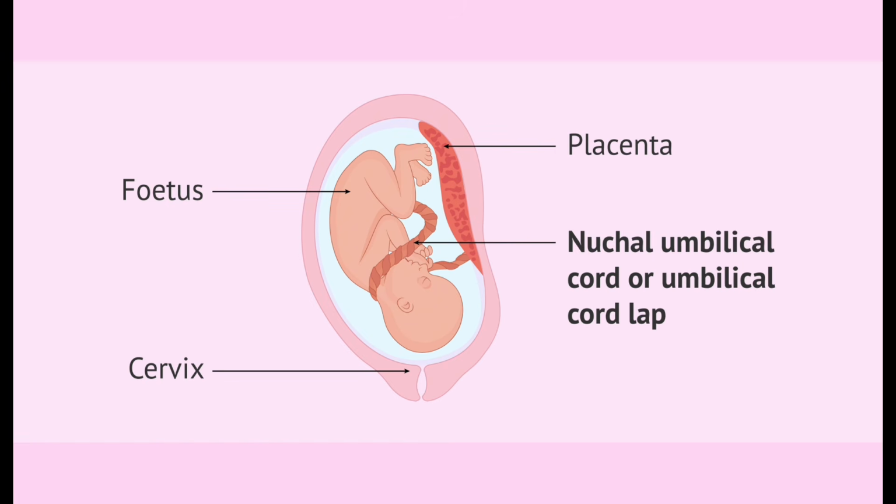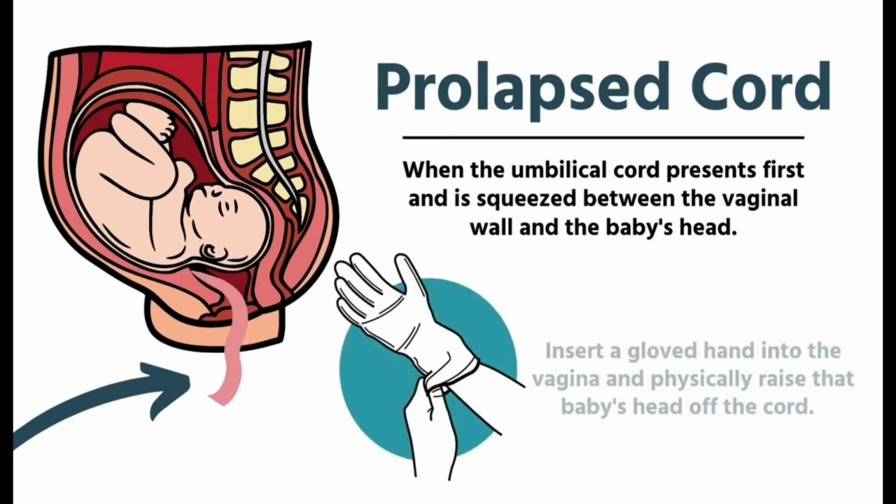A nuchal cord is when the cord is wrapped around the baby's neck. Try to slip it over the head. If it's too tight, you must clamp and cut it immediately. A prolapsed cord, where the cord presents before the baby, is an extreme emergency. You must place the mother in a knee-chest position and insert a gloved hand into the vagina and physically lift the baby's head off the cord. Maintain this position and transport immediately.